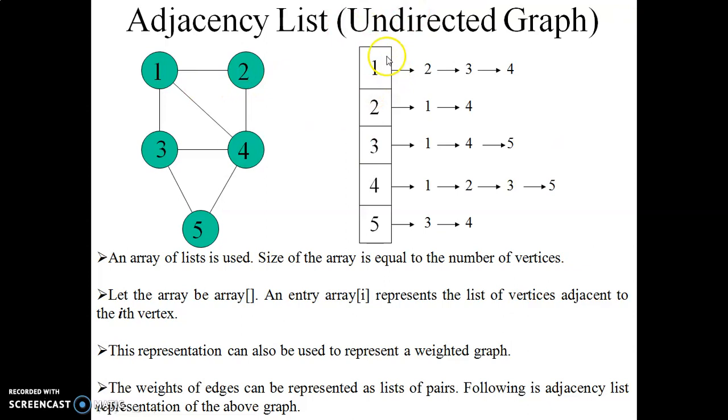For example, if you consider this first node, for this first node, node 2, node 3 and node 4 are the adjacent nodes. So we write 2, 3 and 4 as the adjacency list of node 1. Similarly, if you consider the fifth vertex, then for this fifth vertex, node 3 and node 4 are the adjacent nodes. So 3 and 4 become the adjacency list for node 5 or vertex 5. So this is how we represent the adjacency list for a given undirected graph.